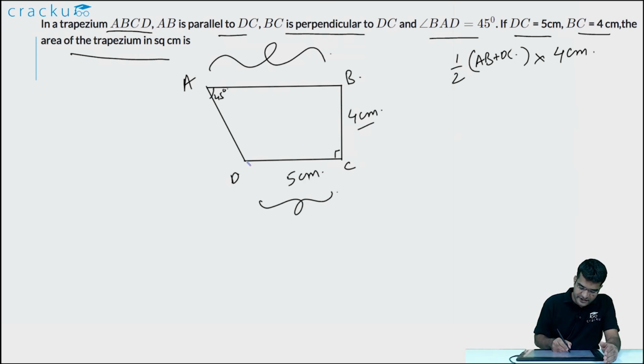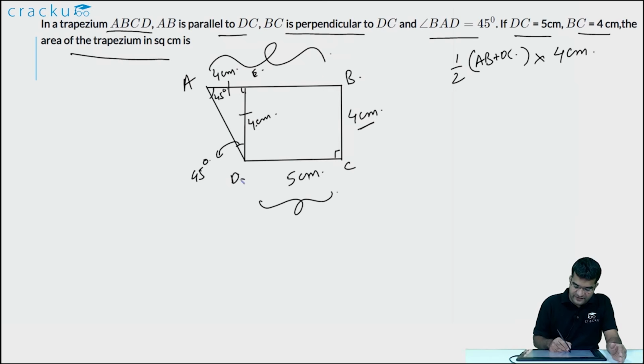Let us draw a perpendicular from D to AB. Let us assume that it meets AB at a point E. So, DE is equal to 4 centimeters. DE will be the same as BC. So, this is equal to 4 centimeters. This is a right angle triangle. So, angle ADE will also equal 45 degrees. Or this is a right angled isosceles triangle. So, AE will equal DE. So, the length of AE will also be equal to 4 centimeters.